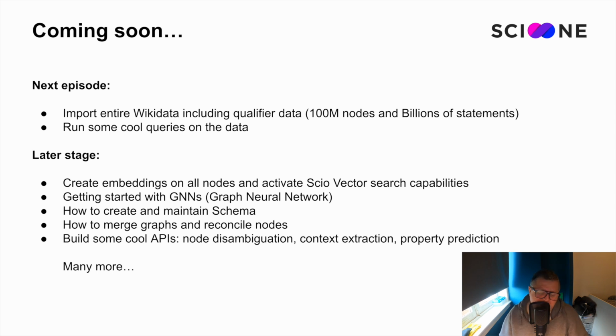On a later stage, we'll create some embeddings on all the nodes and activate Scio vector search capabilities. We're getting started with graph neural networks. We'll see how to create and maintain a schema, how to merge graphs and reconcile nodes, and maybe build some cool APIs like node disambiguation, context extraction, property predictions. I have many more ideas, but we'll see how it goes.